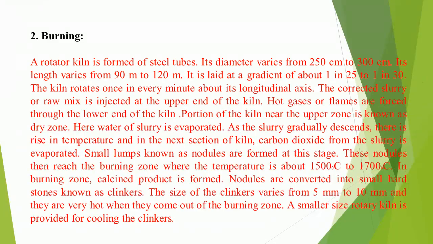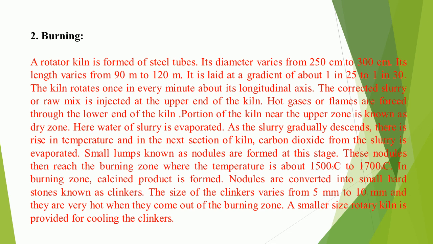2. Burning. A rotary kiln is formed of steel tubes. Its diameter varies from 250 cm to 300 cm. Its length varies from 90 m to 120 m. It is laid at a gradient of about 1 in 25 to 1 in 30. The kiln rotates once in every minute about its longitudinal axis.